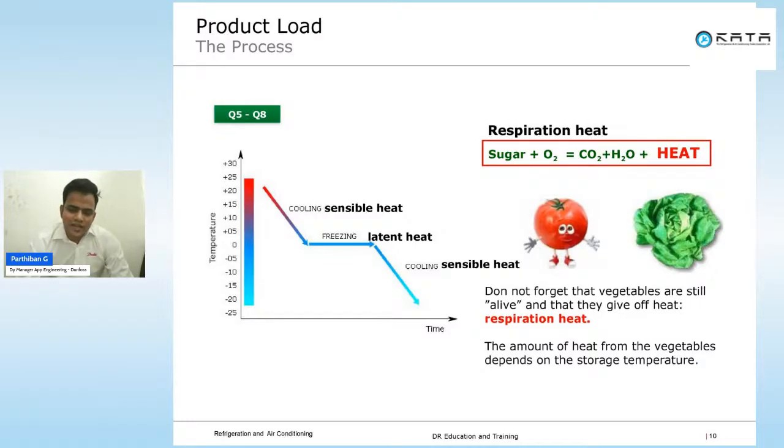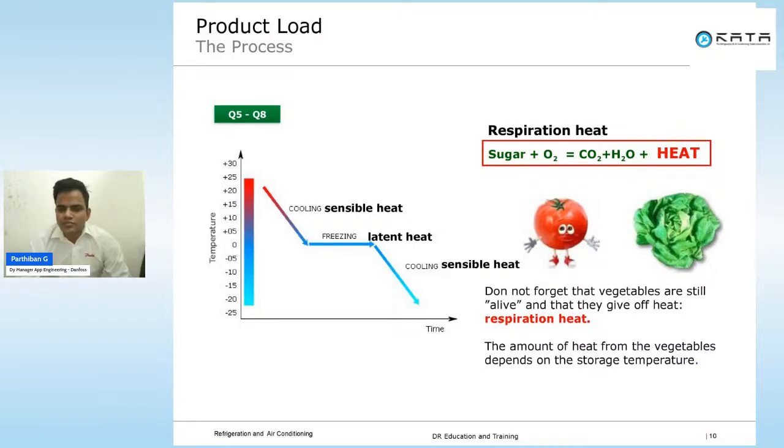After this latent heat is emitted, we will cool it below freezing point. Say our freezing point of water is 0 degrees Celsius. If you are going less than 0, say minus 20, then from 0 to minus 20, again you will have some sensible heat. So there are two heats mentioned here, latent heat and sensible heat. The heat gain or loss because of change in temperature is called sensible heat. The heat gain or loss because of change in phase is called latent heat.